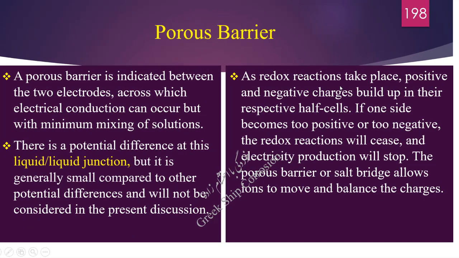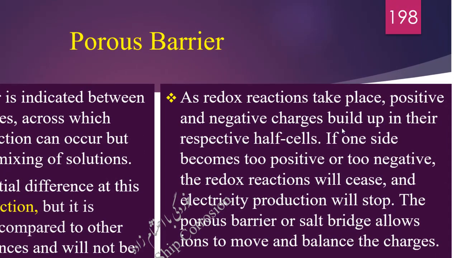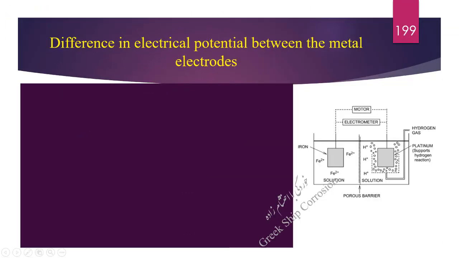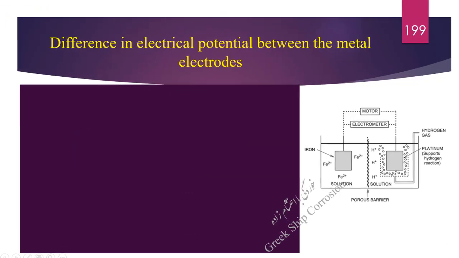As redox reactions take place, positive and negative charges build up in their respective half cells. If one side becomes too positive or too negative, the redox reactions will cease and electricity production will stop. The porous barrier or salt bridge allows ions to move and balance the charges. Difference in electrical potential between the metal electrodes.